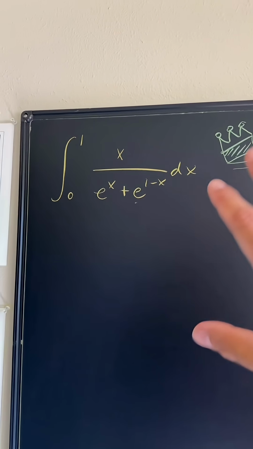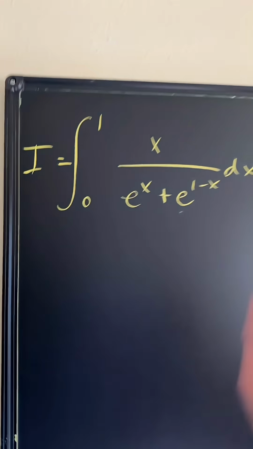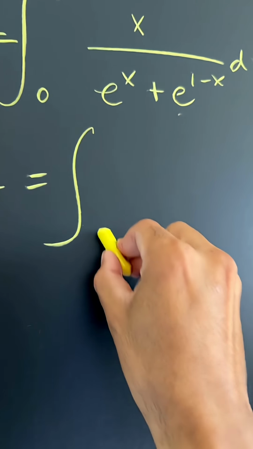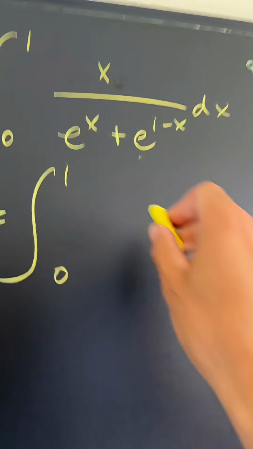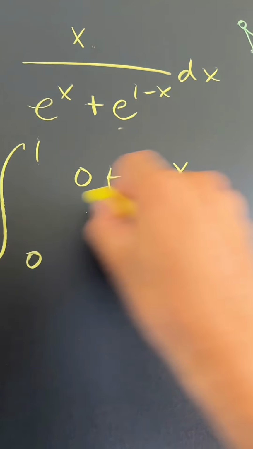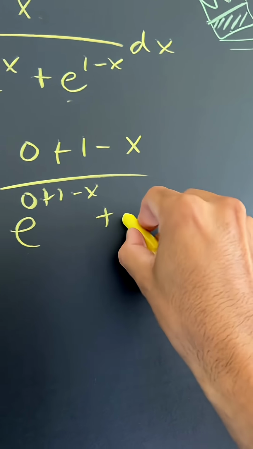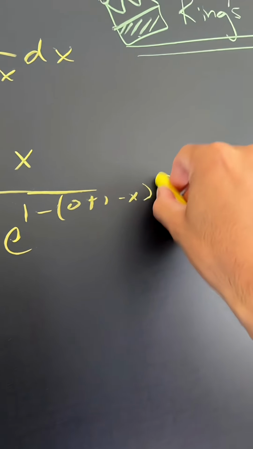So in order for us to solve this particular integral, we're going to use King's rule right here, which tells us this expression. So first, let's just go ahead and make this integral I for safety reasons, and then let's say that another integral I is also equal to the integral from 0 to 1, and then we're going to implement King's rule. So every value of x is now going to have 0 plus 1 minus x, all over, and then we have e to the 0 plus 1 minus x plus e to the 1 minus 0 plus 1 minus x, all with respect to x.